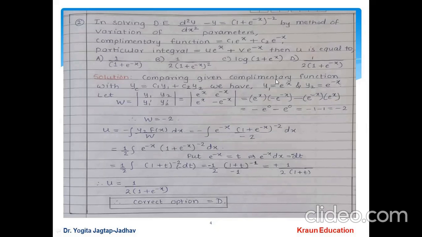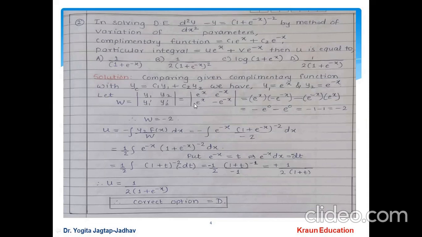Okay, now comparing the given complementary function with yc equal to c1 y1 plus c2 y2, we have y1 equal to e raised to x and y2 is equal to the coefficient of c2, that is equal to e raised to minus x. Therefore, the Wronskian W equals what? Determinant of y1, y2, y1 dash, y2 dash. Here y1 equals e raised to x, y2 equals e raised to minus x. The derivative of e raised to x is e raised to x and the derivative of e raised to minus x is minus e raised to minus x.